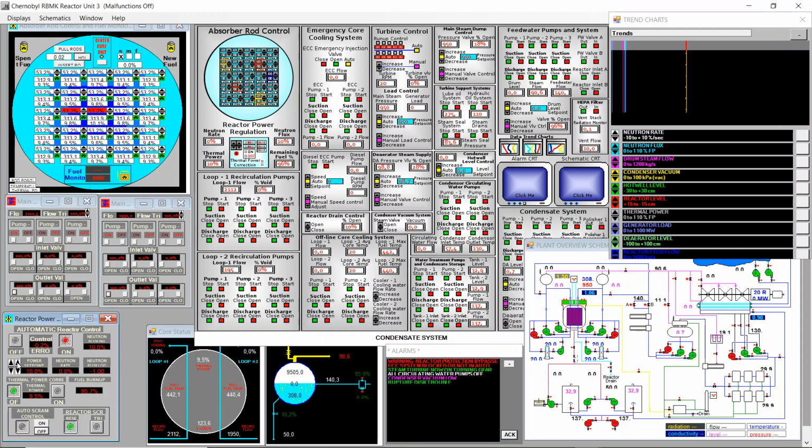I will slightly increase the power set point so we don't need to wait so long for something to happen, and I will go to 15%. Okay, power set point at 15%, thermal power 14%.